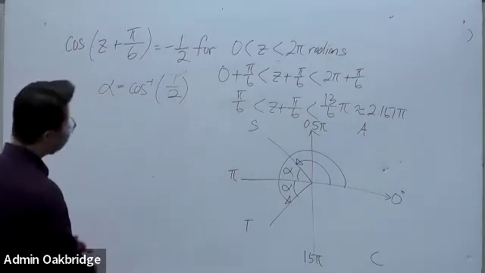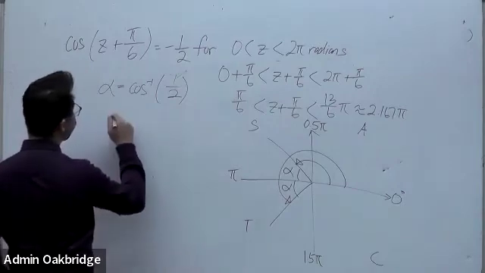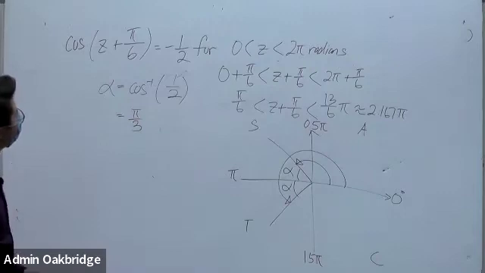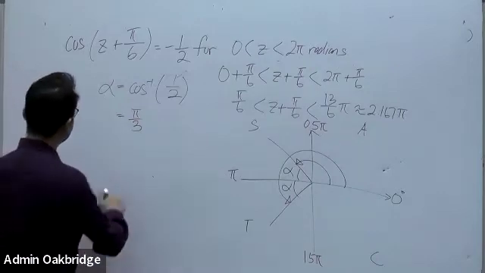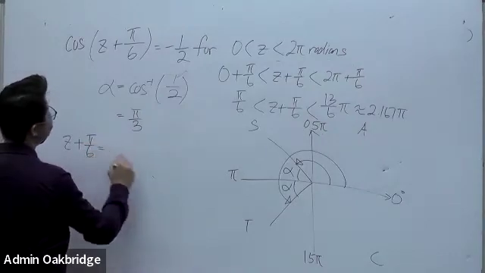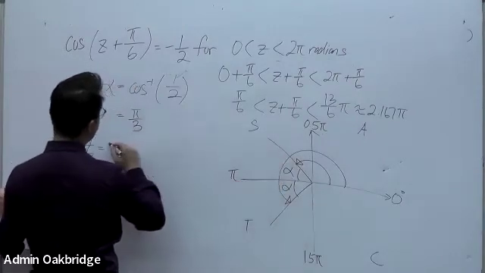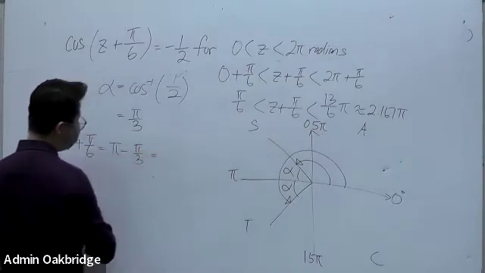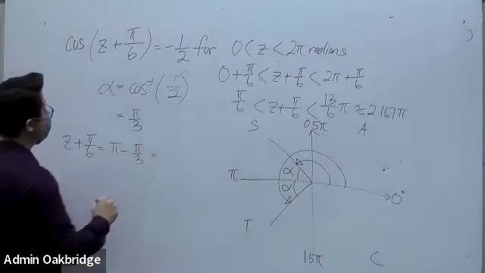So it's pi over 3. And then now you can find out the z plus pi over 6 is pi minus pi over 3. That will give you 2 over 3 pi.